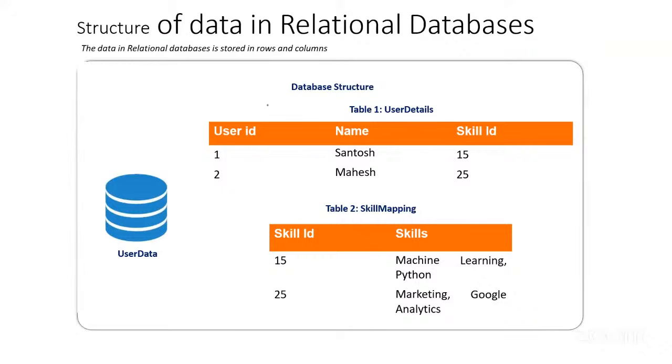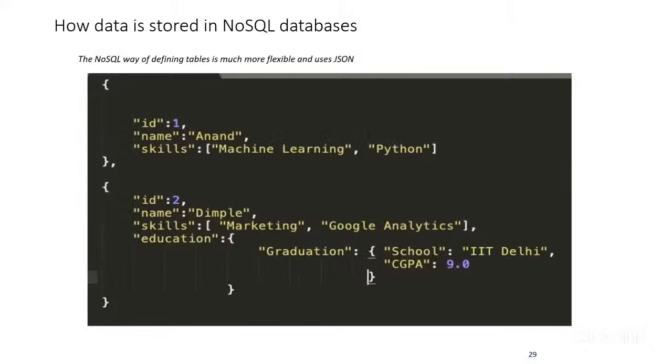Table 1, table 2, where I can easily go and join these two tables. I have IDs here, skill ID, skill ID. I can join these two, maintain a relationship, and create one whole table. But when you come to NoSQL, it will be stored like this, where I'll be having IDs, names, skills and all, in the form of JSON data or key-value pairs. This is key, this is value, key, value, key, different values.